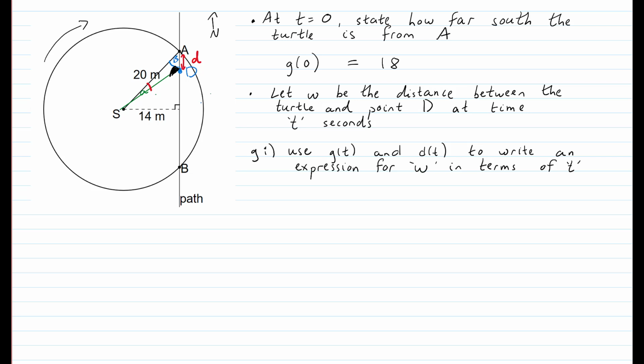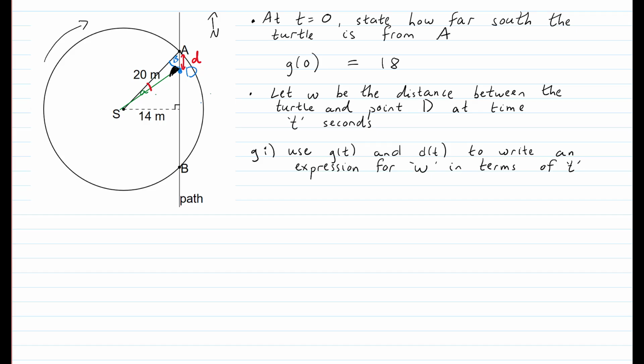For G part 1, we're told to let W represent the distance between the turtle and point D at time t seconds. And for G part 1, we have to use the expressions we've found earlier for G of t and D of t to write down an expression for W in terms of t. So it's just going to be G of t minus D of t, and we take the absolute value of that because we're just worried about the distance between them.